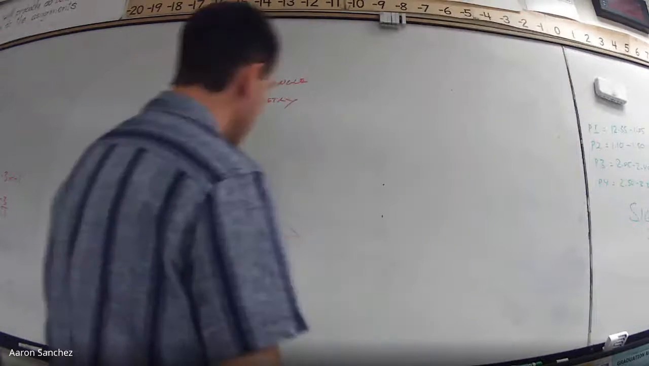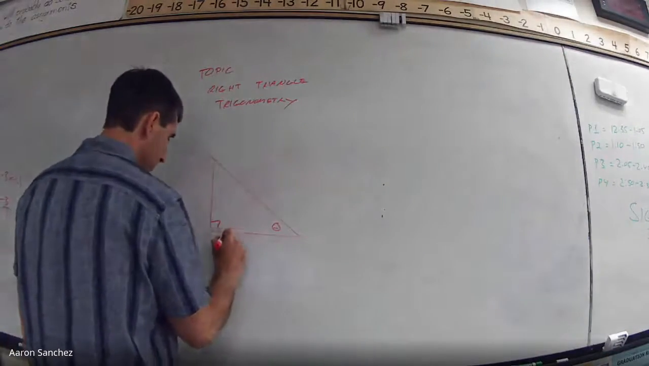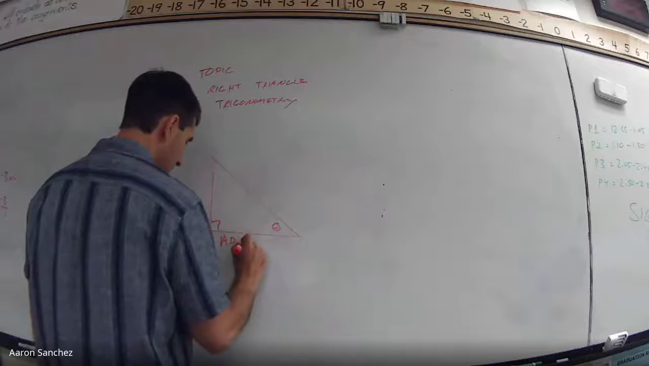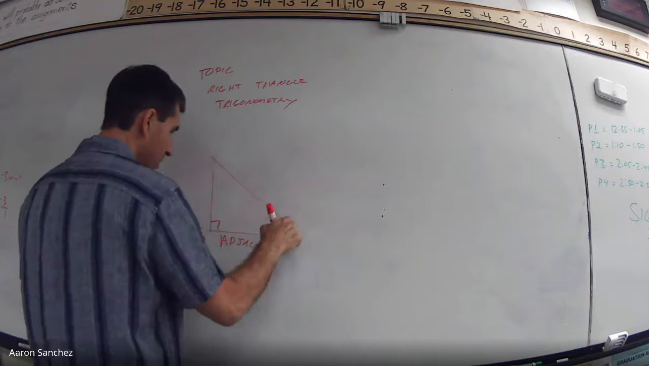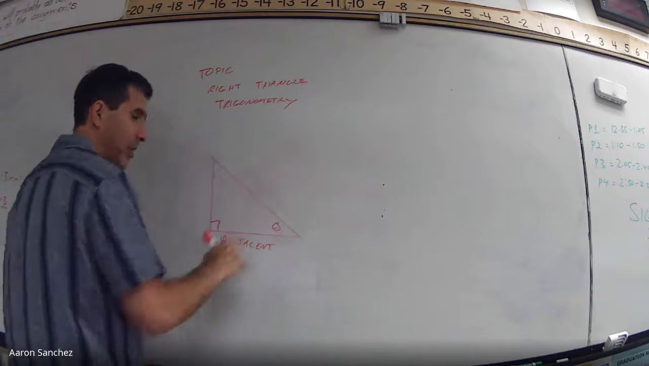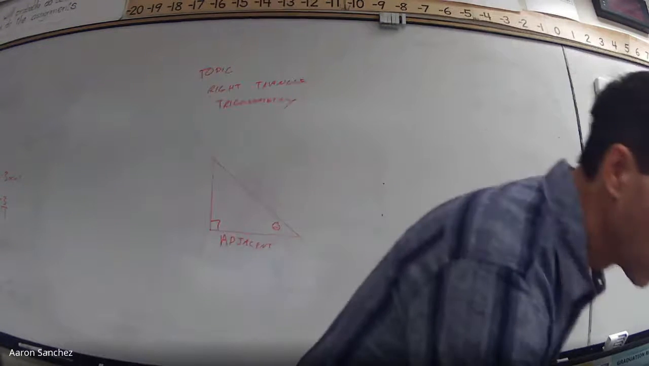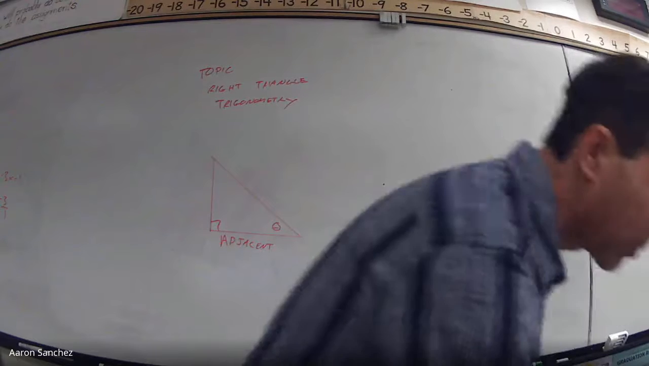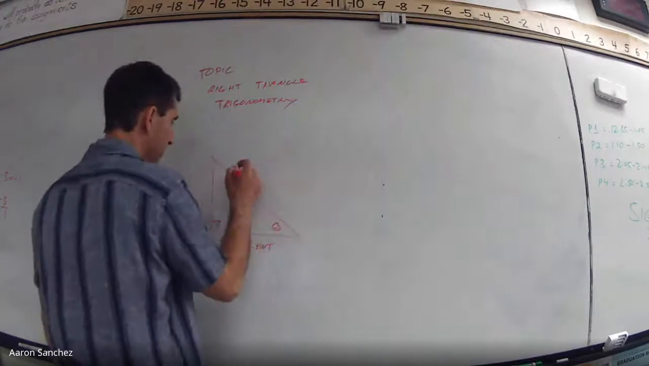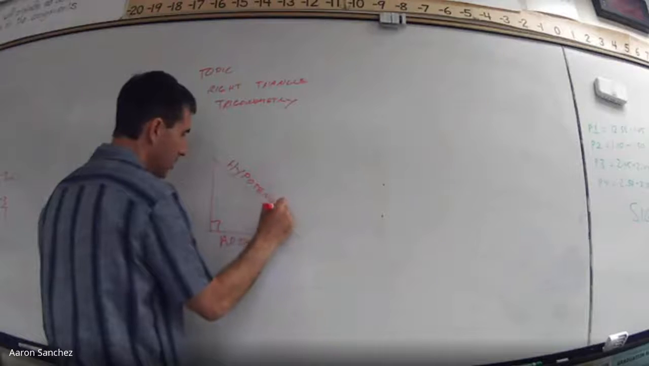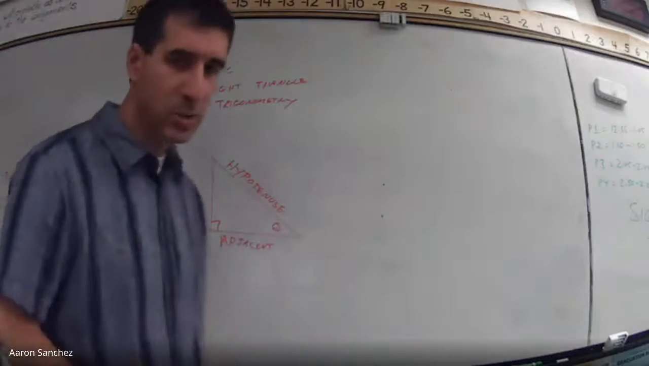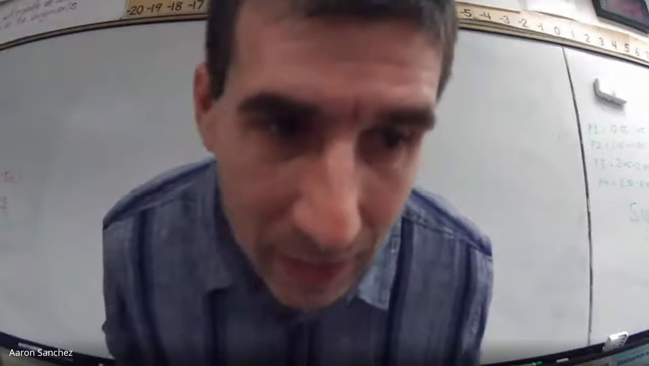Ethan, what do I call that side? Adjacent? Yes, adjacent. It is next to, we call it adjacent. But this is also next to, but I don't call that side the adjacent side. What do I call that side right there, Brett? What do I call this side? Hypotenuse. Yes. That's the hypotenuse side because it's opposite of the right angle.